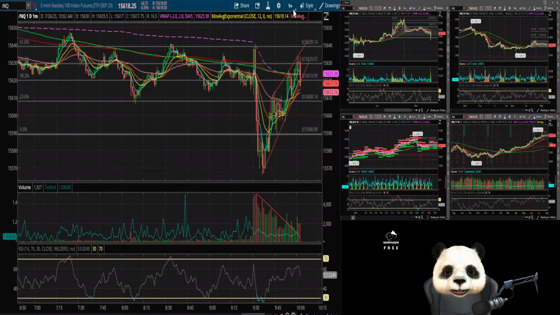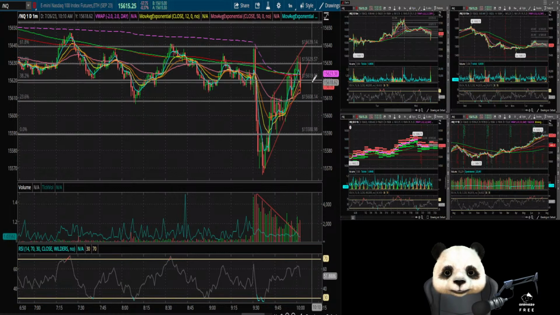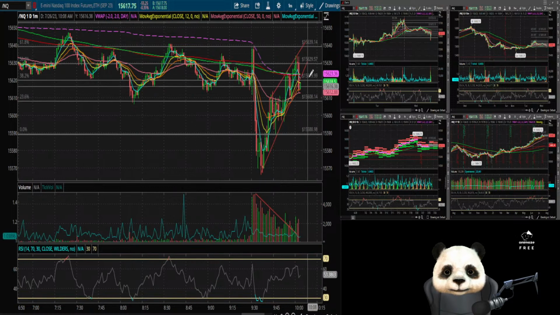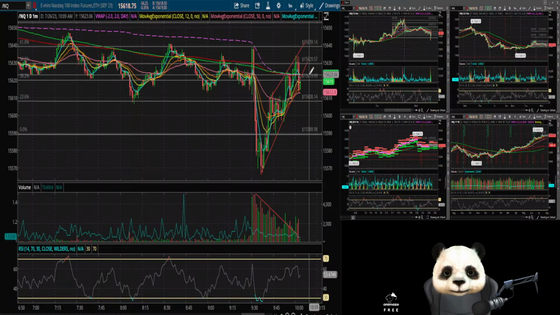All right, we got a dump on ES. You know what? I might be taking a trade here on the Nasdaq. Might be taking a trade. I'd like to see this 623 touch. Not enough conviction yet. Not enough conviction here.